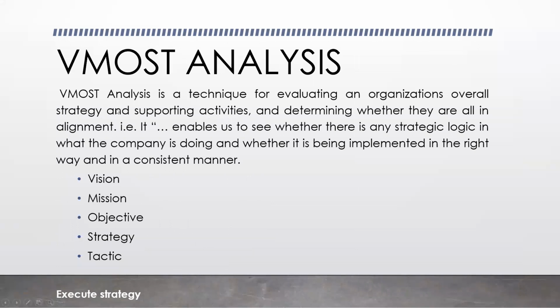All right, VMOST analysis, I've already told you what this is: vision, mission, objective, strategy, and tactic, and how each and every one of these relates with each other. So that is what you want to look at. What's the vision of the company? What's its mission? What's its objective? Or what are its objectives, rather? What are the strategies and what are the tactics?